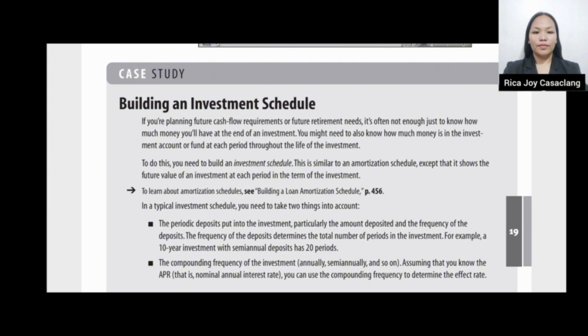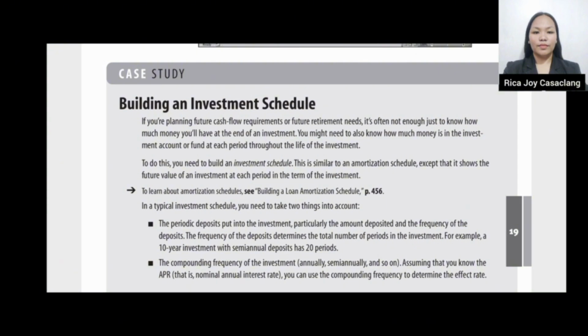It is similar to an amortization schedule, but instead of showing how a loan balance decreases with payments, it shows how an investment increases in value at each period during its term. By using an investment schedule, you can see how your investment grows over time, track the impact of interest and compounding, and plan for withdrawals or additional contributions.